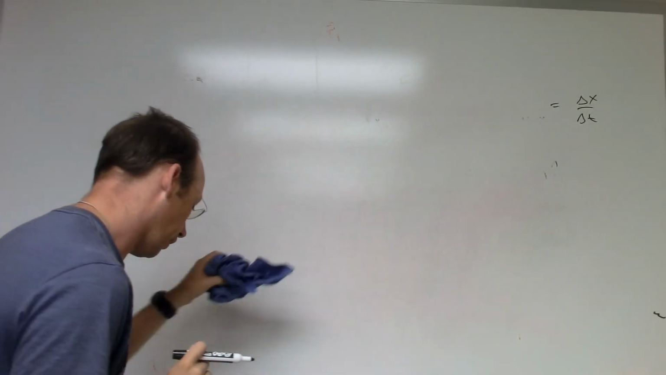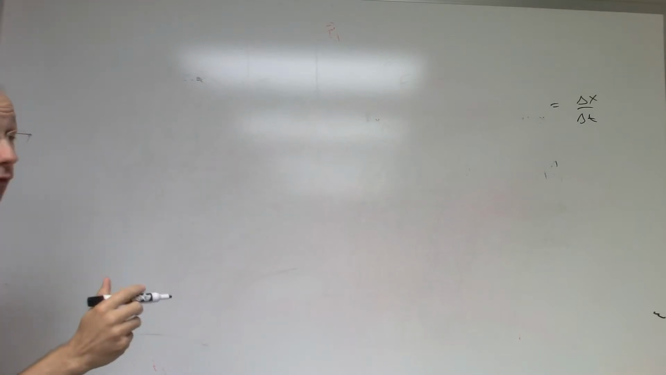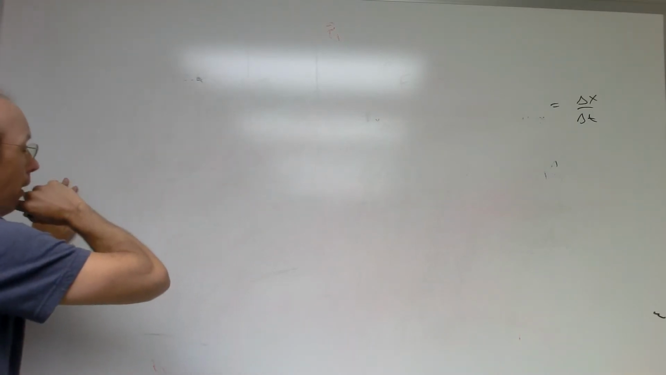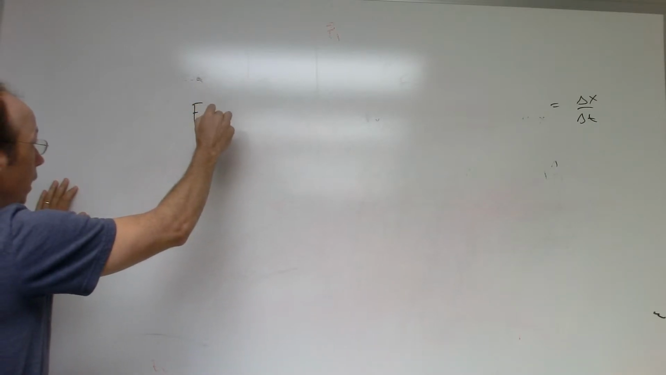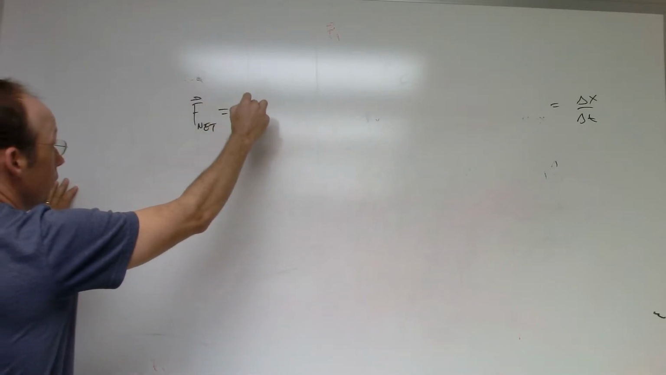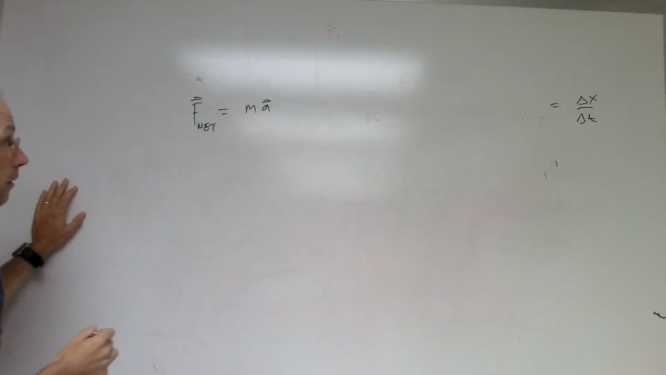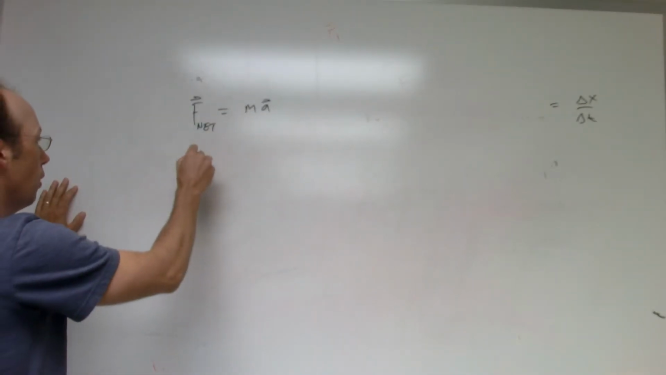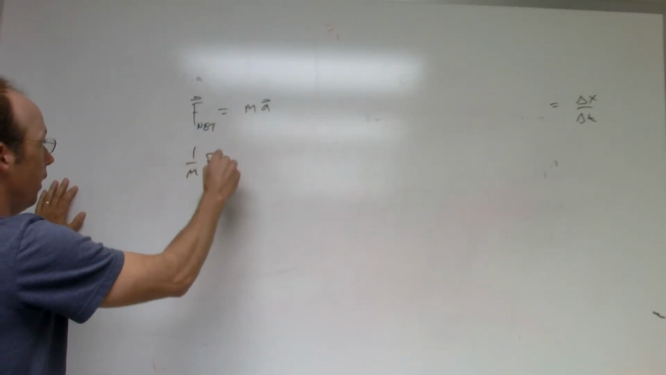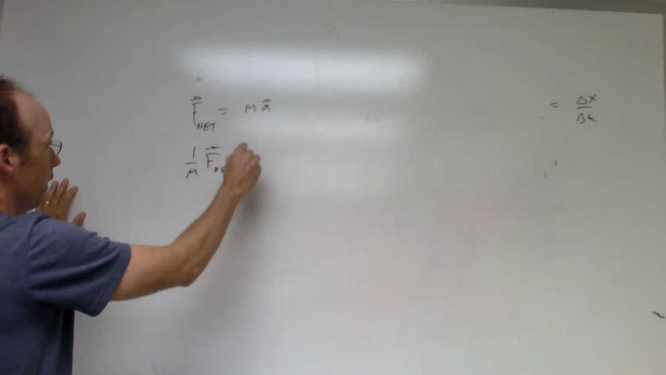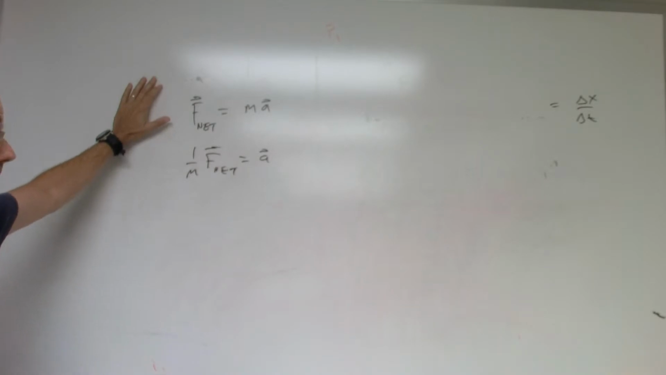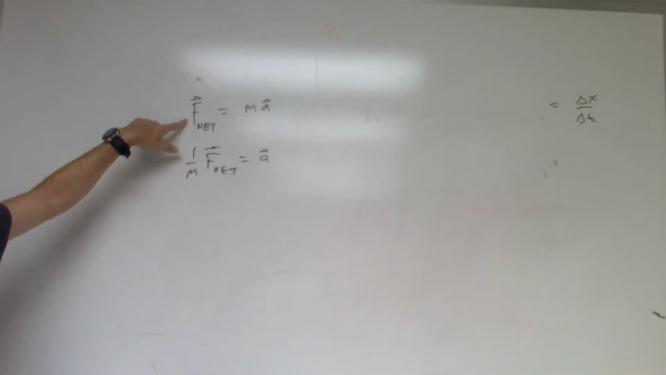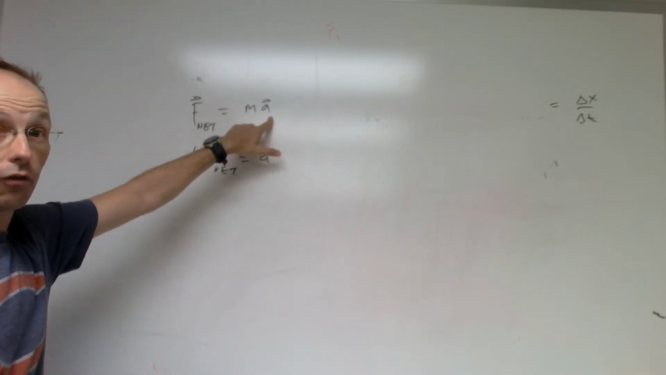Okay, the next thing, I wrote it down here, the nature of force. I don't think this is the best way to do it, but this is the way the book does it. F net equals ma. This is what you'll see. Sometimes you'll see 1 over m F net equals a. That's another way to put it. But this says something very important that people have trouble with. This says that the net force is proportional to the acceleration.